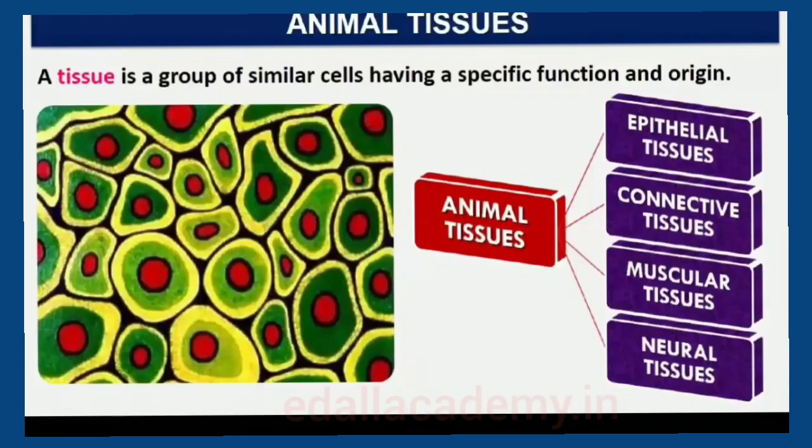7.1 Animal Tissues. The structure of the cells varies according to their function. Therefore, the tissues are different and are broadly classified into 4 types: 1. Epithelial, 2. Connective, 3. Muscular and 4. Neural.